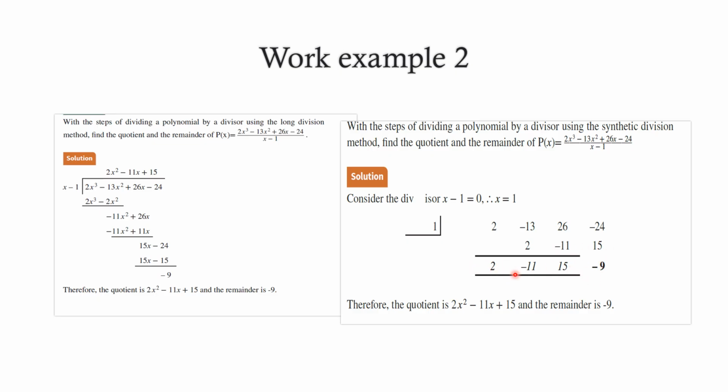How do you write the quotient? Since a cubic is divided by a linear, the quotient will be quadratic, and a quadratic starts from x squared. So the first one will be tagged with 2x squared, the next one will be x, and the next one will be x to the power 0. Good. So we write 2x squared as it is written here, minus 11x, and 15. So the quotient is now 2x squared minus 11x plus 15, and the remainder is minus 9.